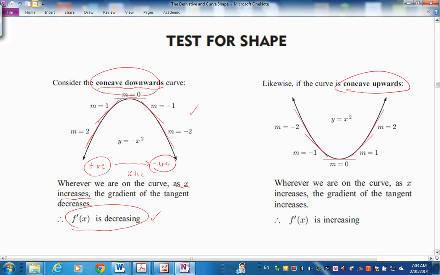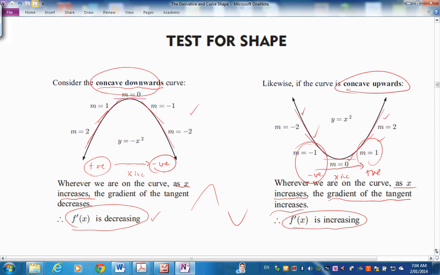Let's look at concave up. The tangents here, we've drawn some, are going from negatives through to positives. That is, something going from negative values through to positive values as x increases. They are said to be increasing in value, because as we go along the x-axis always to the right, as x increases, the gradient of the tangent is increasing. Therefore, f dash x is increasing. Well, that's interesting, because that's going to allow us to determine whether it's up or down in a different way and where it's going to actually change.